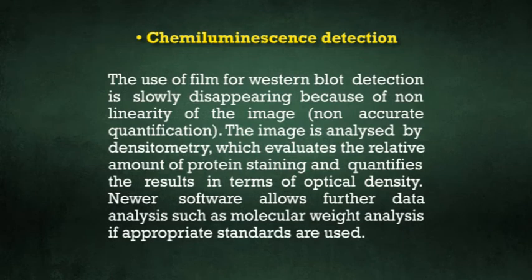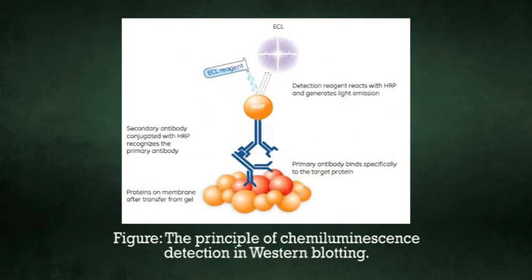The use of film for Western blot detection is slowly disappearing because of non-linearity of the image and non-accurate quantification. The image is analyzed by densitometry, which evaluates the relative amount of protein staining and quantifies the result in terms of optical density. Newer software allows further data analysis such as molecular weight analysis if appropriate standards are used. And this figure shows the principle of chemiluminescence detection in Western blotting.